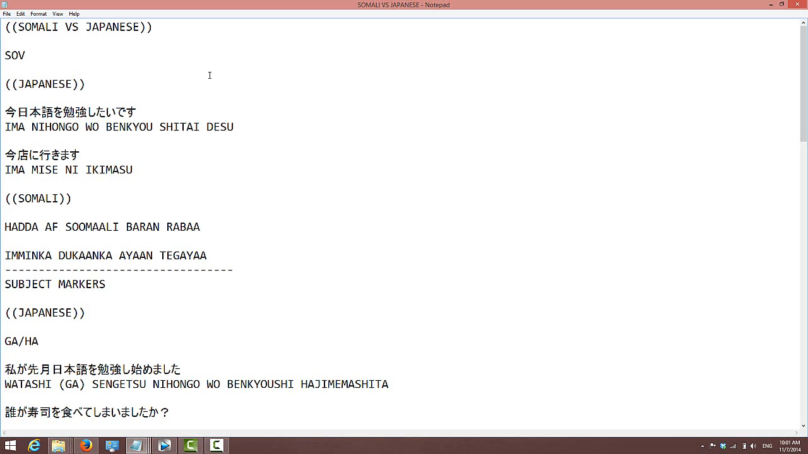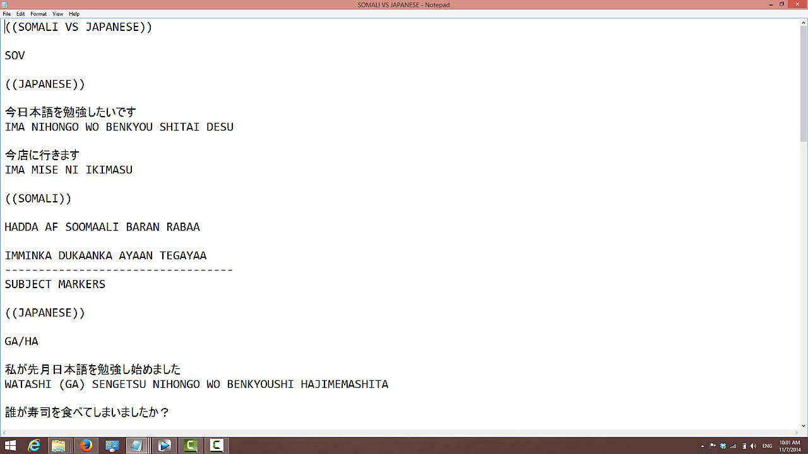So Japanese starting first. So we have ima nihongo o benkyou shitai desu. I wrote both the hiragana and the Japanese for those of you who can read the characters, and for those of you who are just starting to learn the language, so that you can read the script and know what's going on. So I decided to add both of them. So ima nihongo o benkyou shitai desu.